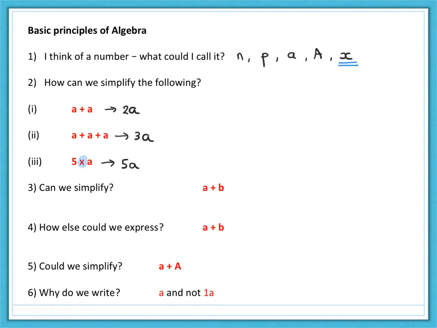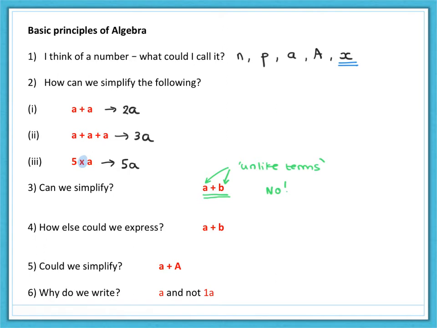Now, let's look at the next problem. Can we simplify A plus B? You will have seen from your quad air activity that we can't simplify A plus B. Why can't we do that? It's because A and B are what we call unlike terms. You'll look at what happens when we have like terms and unlike terms a little bit later on.